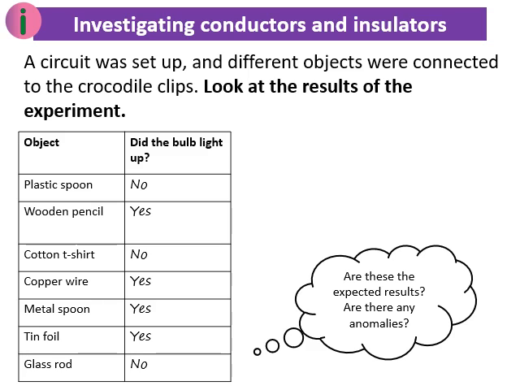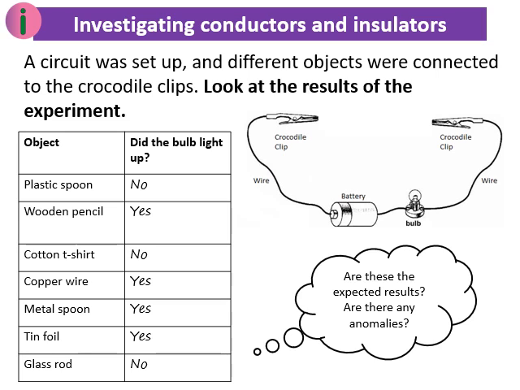So a circuit's set up and different objects are connected to crocodile clips. You need to have a look at the results of this experiment. So this is the experiment again. Are they expected, or are there any anomalies? Have a think. You might notice that the wooden pencil says the bulb lit up. Now, I would not usually expect a wooden pencil to conduct electricity. I'm going to find out why that is.